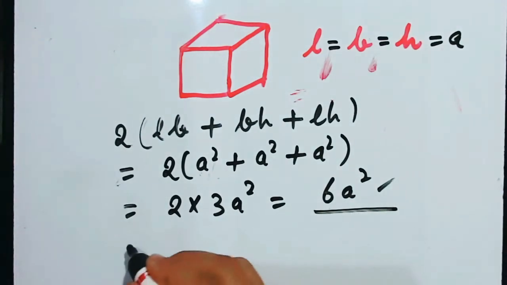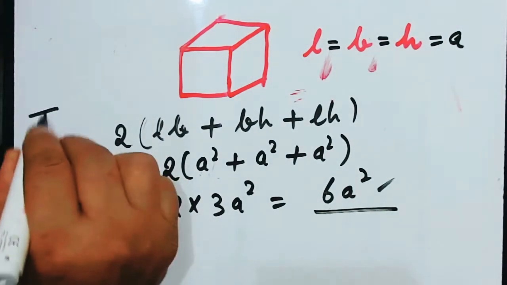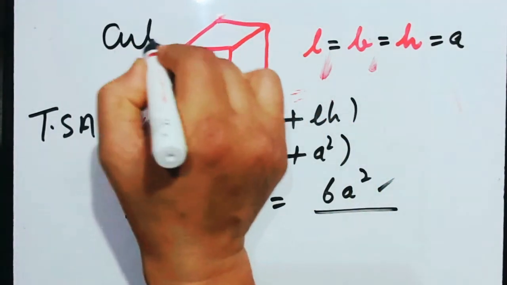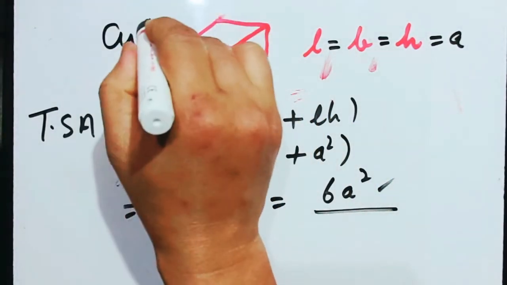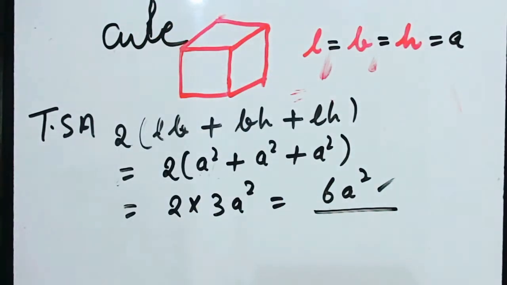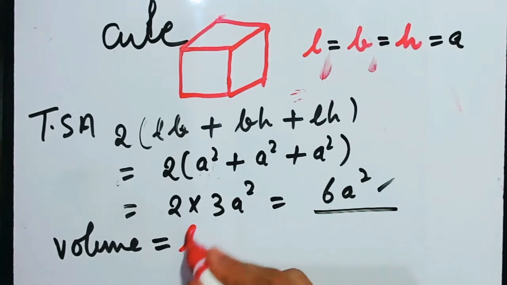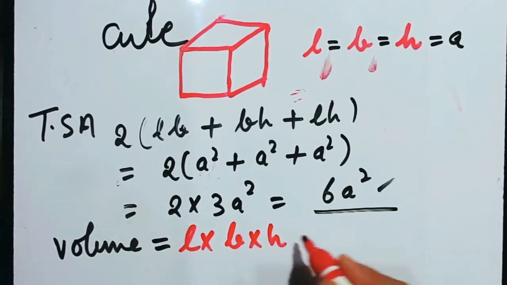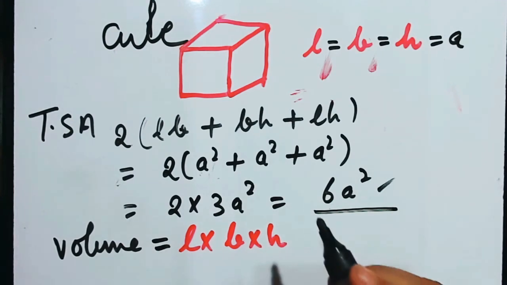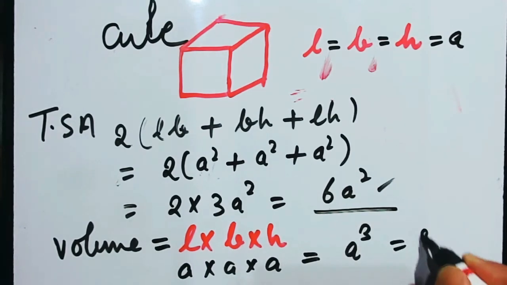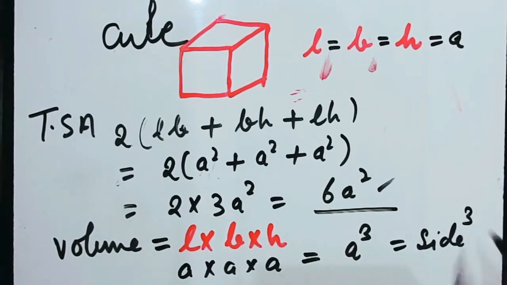Now similarly, this is your total surface area, TSA, of a cube. This is your cube, let me write it properly, cube. Now what about the volume? The volume of a cuboid was L into B into H, which I am going to replace with A into A into A, which will give us A cube, that is side cube. This means side whole cube.